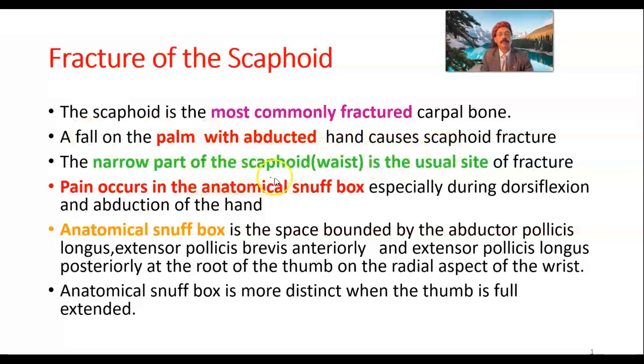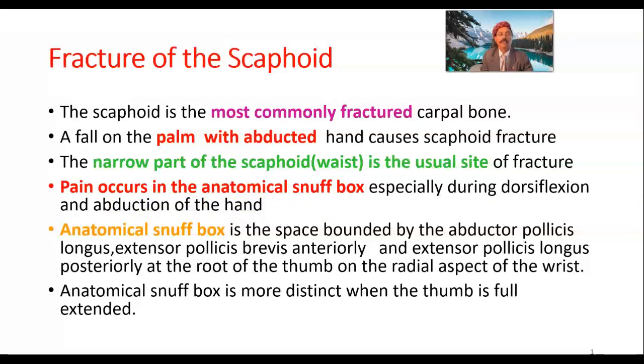The narrow part of the scaphoid, that is the waist, is the usual site of fracture, but it may happen at the proximal part of the scaphoid. It may happen at the distal part of the scaphoid. Pain occurs in the anatomical snuff box, especially during dorsiflexion and abduction of the hand.